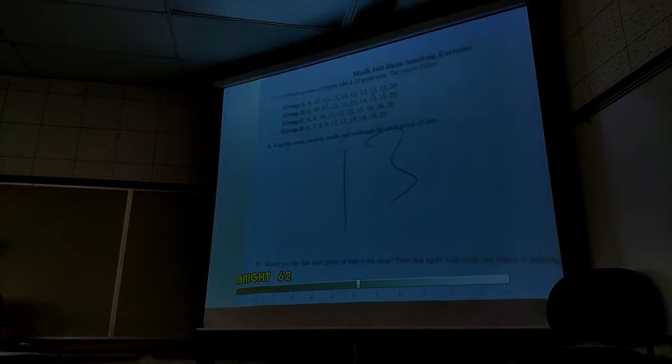And the middle is the same in all of them. So the median is going to be the same, right? So you quickly see that they're all going to come out with the same measure of center. But they are not the same sets of data.